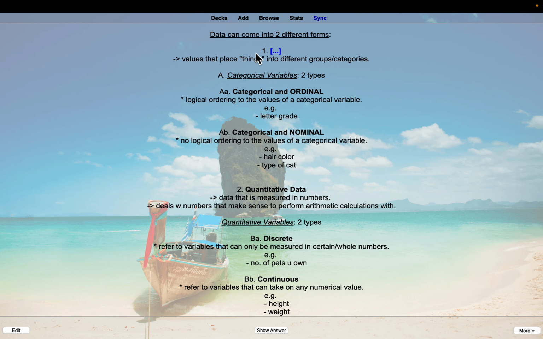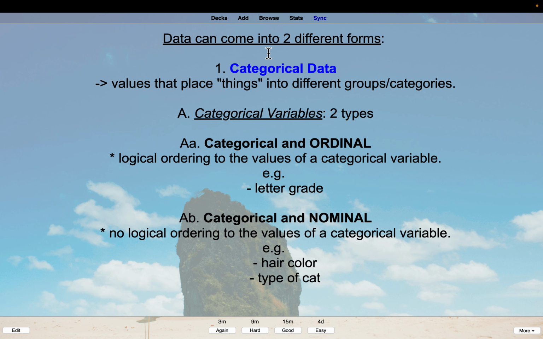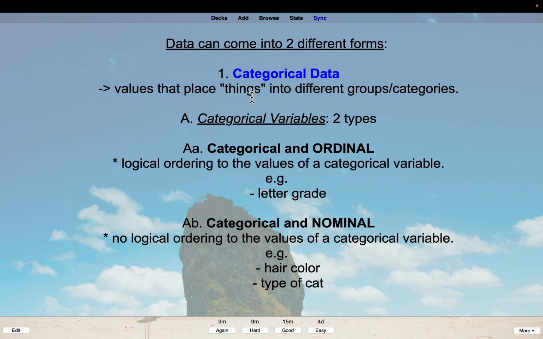Okay, we haven't had this flashcard yet. This is qualitative, just kidding, categorical. Values that place things into different groups or categories. Categorical variables, we have two types. Categorical ordinal and categorical nominal. For ordinal, we have, for example, letter grade, a logical ordering to the values of a categorical variable. For example, A is 90 and above, I guess, and F is fail. So there's a ranking.